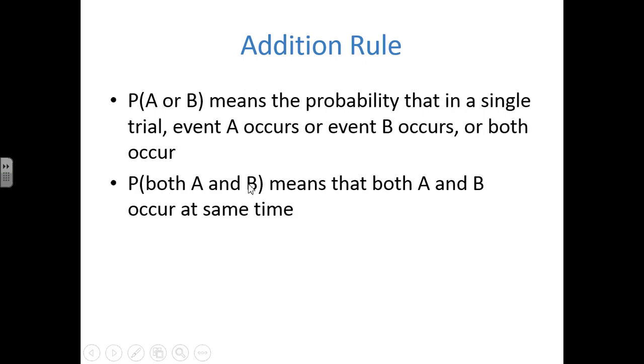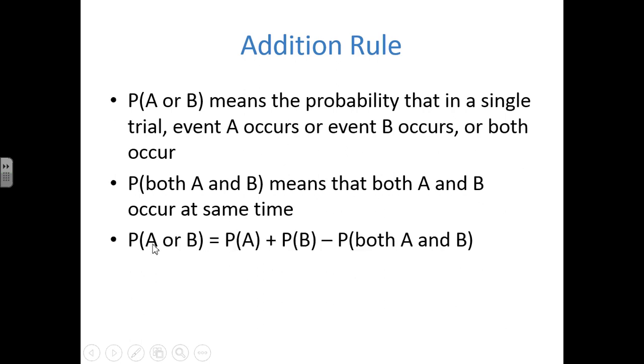The probability of both A and B means that both A and B occur at the same time. So the probability of A or B is equal to the probability of A plus the probability of B minus the probability of both A and B occurring. We're doing this subtraction because when we add up A and then we add up B, anything that has occurred in both A and B, we added it when we added A and we added it when we added B, so we need to subtract it out once.